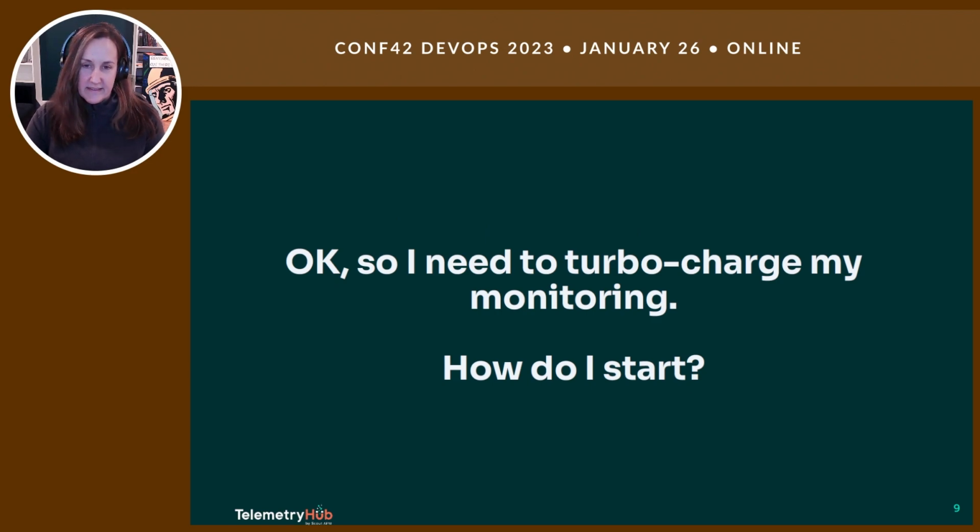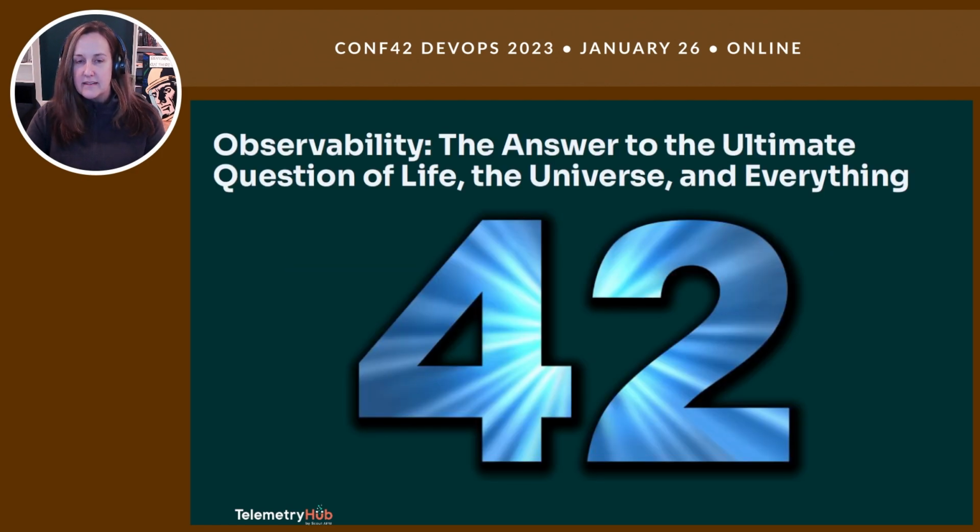So that makes sense. Things are more complex. We need to step up our game. How are we going to do that? That's where observability comes into play. The answer to the ultimate question of life, the universe, and everything is observability. It will give you all the answers you need to all of the questions you could possibly ask, in theory.